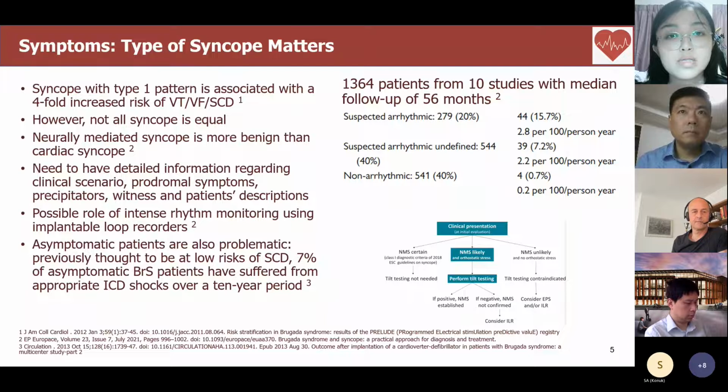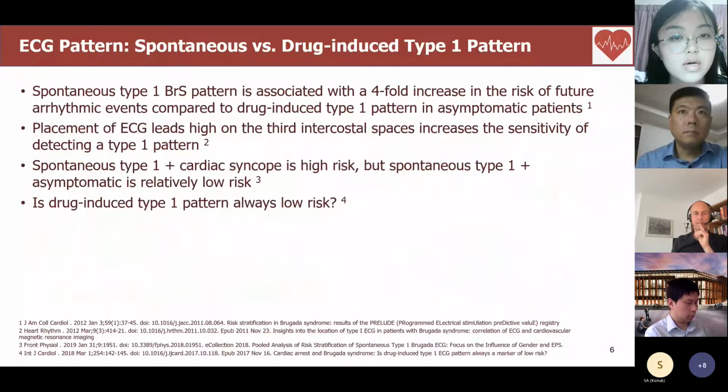It is also problematic amongst asymptomatic patients, although they were previously considered to be of low risk for sudden cardiac death. 7% of asymptomatic Brugada patients have suffered from appropriate implantable cardioverter defibrillator shocks over a 10-year period, suggesting that they're not as low risk as previously considered. In addition, in consideration of the ECG pattern presented, those who presented with a spontaneous type 1 Brugada pattern are associated with a 4-fold increase in the risk of future arrhythmic events in comparison to their counterparts who had a drug-induced type 1 pattern when they're asymptomatic initially.